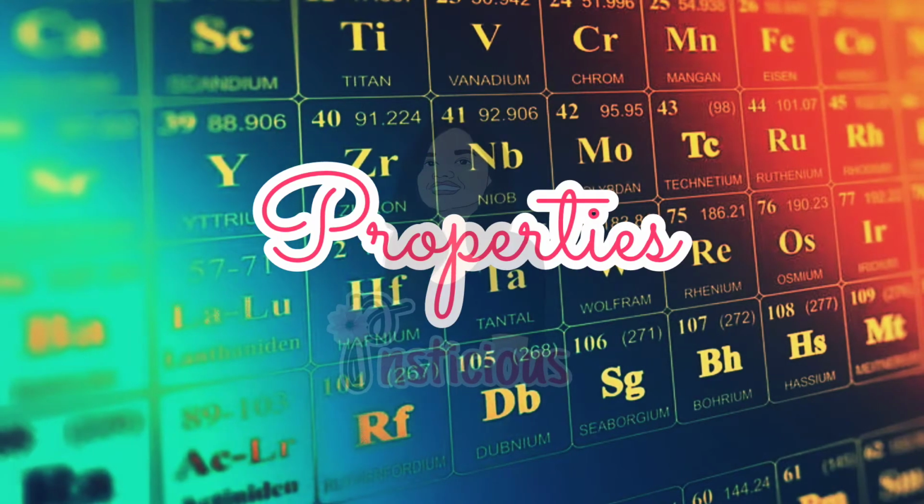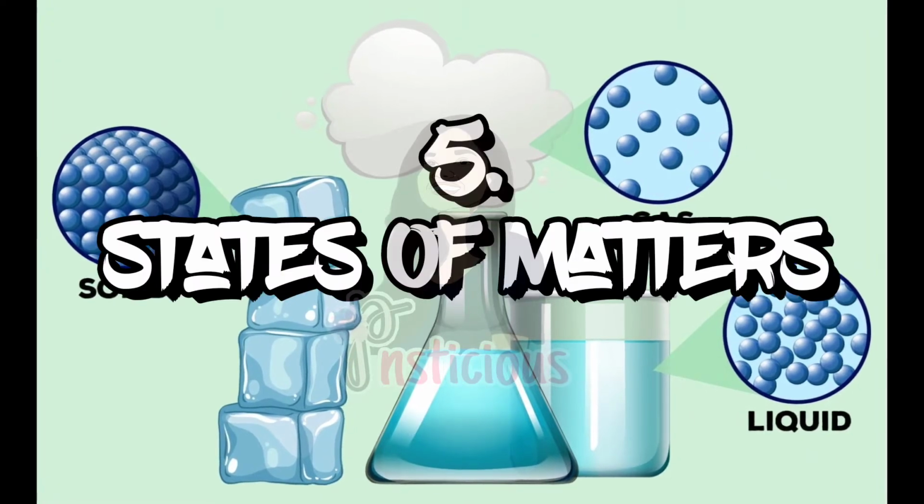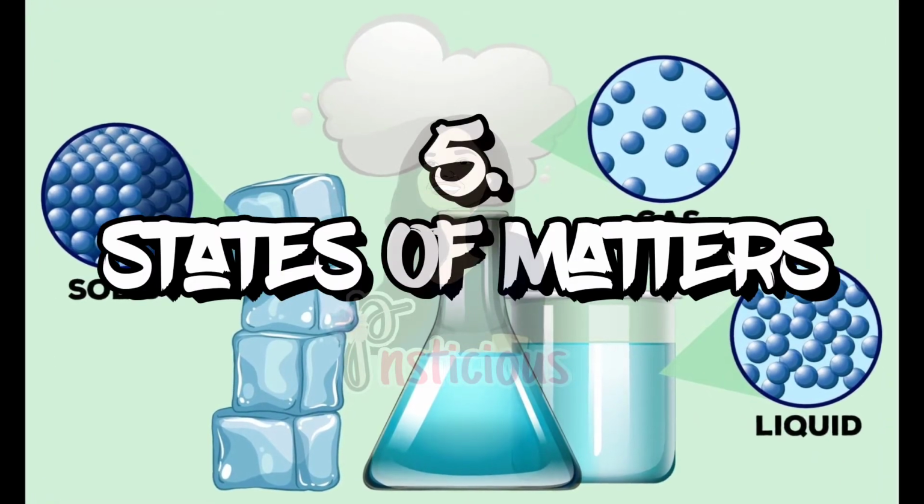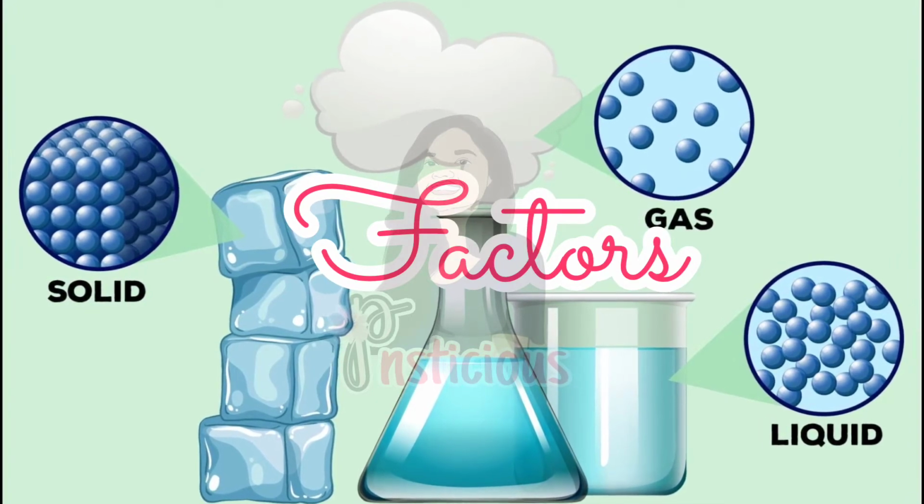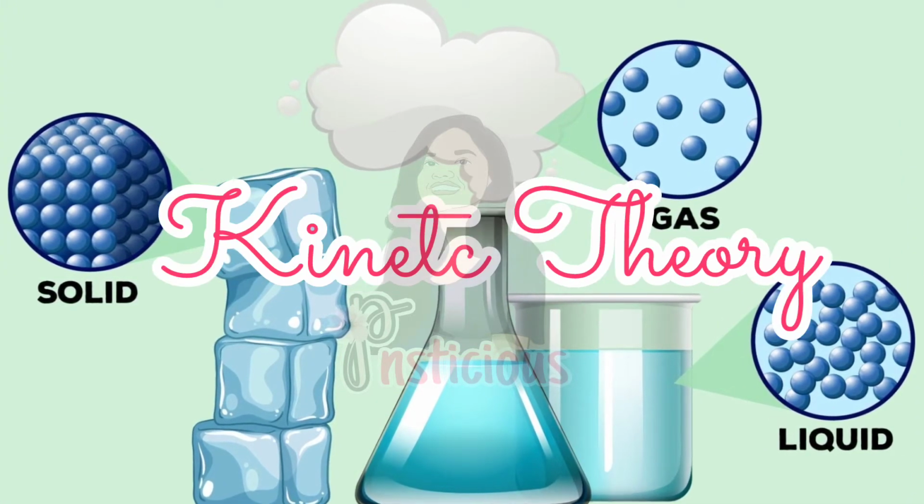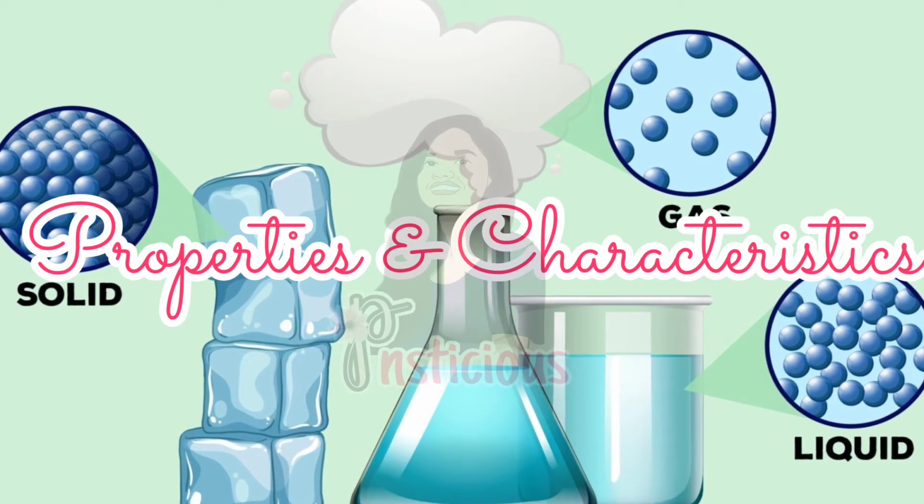their properties, etc. Moving to the next chapter, which is Unit 5, States of Matter. This chapter describes the factors governing states of matter, the real gases, what are the kinetic theories, the different properties and the different characters.